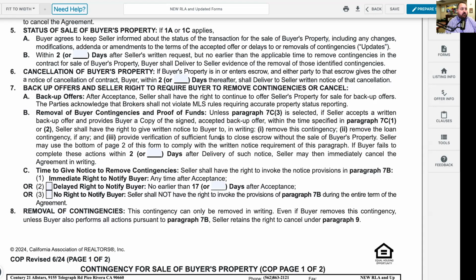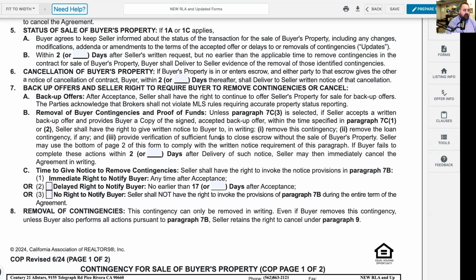If seller accepts a written backup offer and provides buyer a copy of the signed accepted backup offer within the time specified in paragraph 7C1 or 2, seller shall have the right to give written notice to buyer to, in writing, remove this contingency, remove the loan contingency, if any, and provide verification of sufficient funds to close escrow without the sale of buyer's property. Seller may use the bottom of page 2 of this form to comply with the written notice requirements of this paragraph. If buyer fails to complete these actions within 2 days after delivery of such notice, seller may then immediately cancel the agreement in writing.